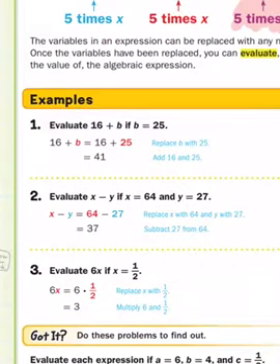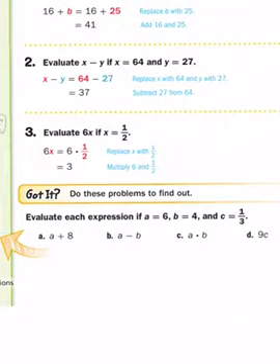So I went through those examples quickly. And now here's what I want you to do. You are going to do A, B, C, and D on your own. It says evaluate each expression if A equals 6, B equals 4, and C equals 1/3. Now here is the one thing I want you to write down. So I guess we'll go over A together.